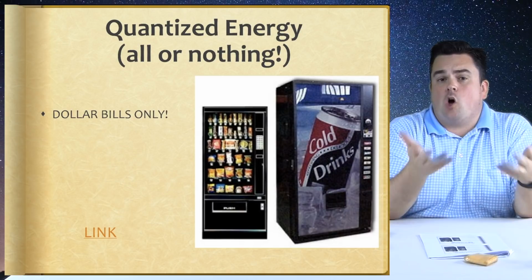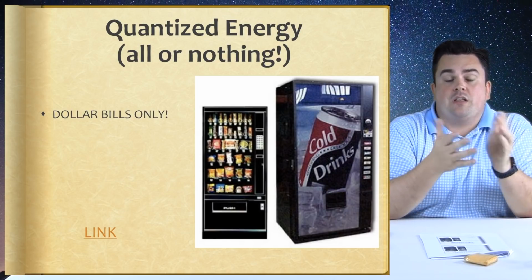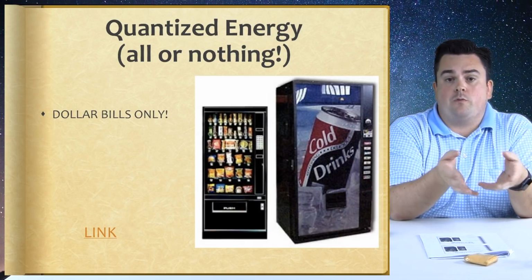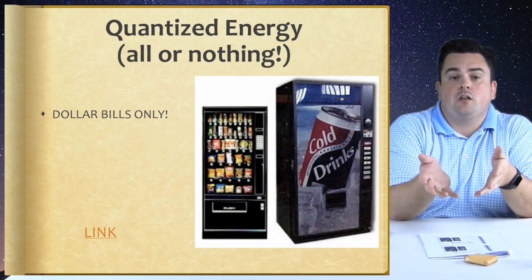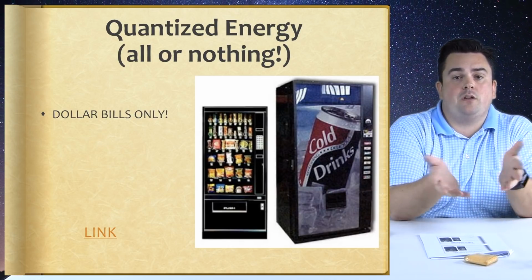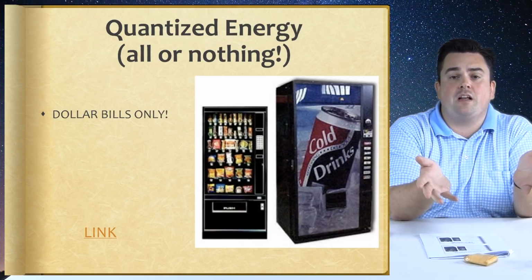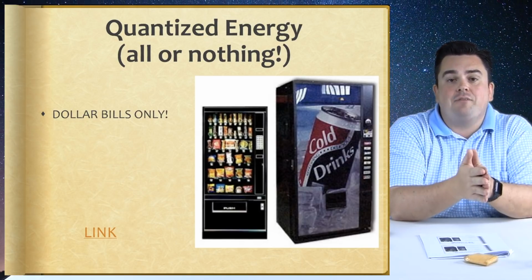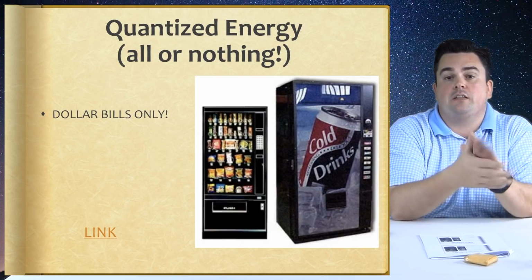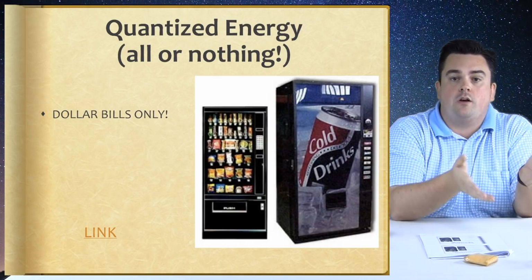Quantized energy is all or nothing. So continuing on with what Shu just told you, if we have a similar vending machine, but this one only takes dollar bills and doesn't give change, it doesn't matter if you have 2 quarters, 4 nickels, and 3 dimes, you have to have that $1 bill to get your soda. It's all or nothing. That's going to do it for today's episode on electromagnetic radiation.